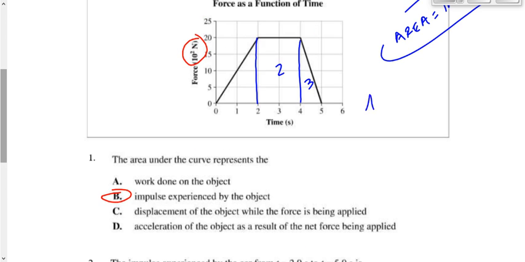The area of section 2 is base times height. The base goes from 2 to 4 seconds, so the base would be 2 seconds. The height would go from 0 to 20, so we'd say 20 there, right? Times 10 to the 2. Now, notice what I've done there. You could say 2,000, that's 20 times 10 to the 2, or I can just say 20 times 10 to the 2.